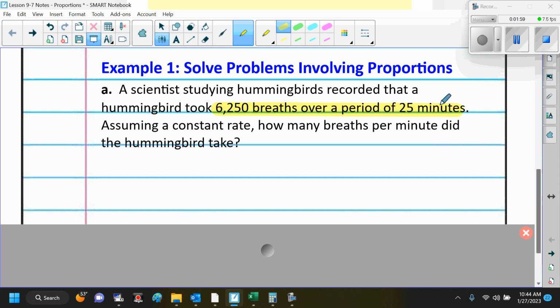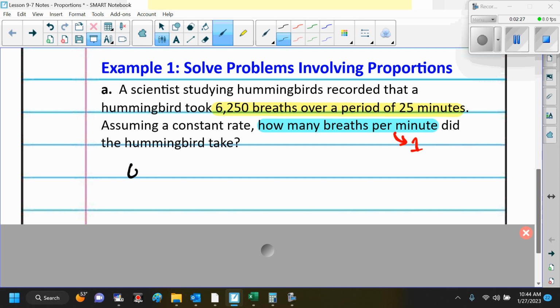Okay, and what are we looking for? How many breaths per minute did the hummingbird take? Right, how many breaths per minute? And of course that means per 1 minute, right? Yes. This is per 1 minute, okay? So that means we want to change it to a unit rate, which is what we looked at last class, right? Yes. So let's write our original ratio.